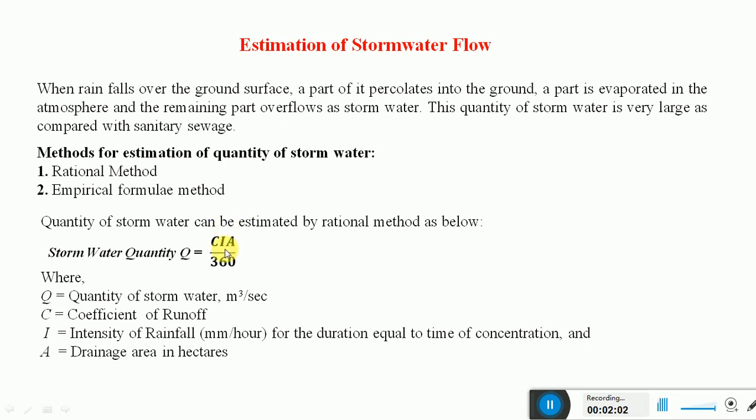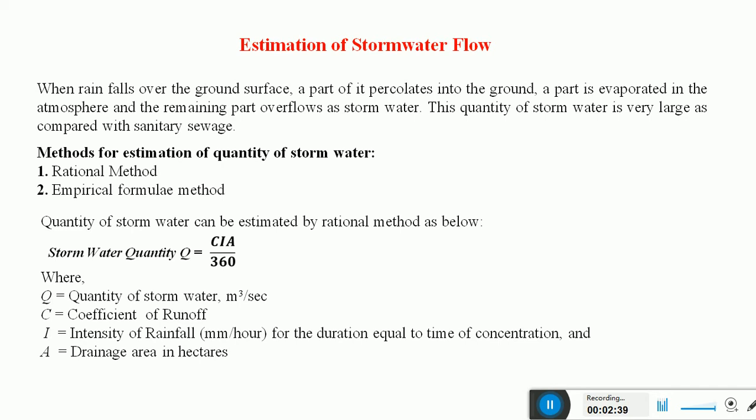This method is called the rational method, wherein we use the formula Q is equal to CIA divided by 360. Here Q is the quantity of stormwater in meter cube per second, and capital C is the coefficient of runoff. Its value depends on the type of the surface on which the runoff is occurring. I is the intensity of the rainfall measured in millimeter per hour for the duration equal to the time of concentration. Time of concentration Tc is given by time of entry plus time of flow.